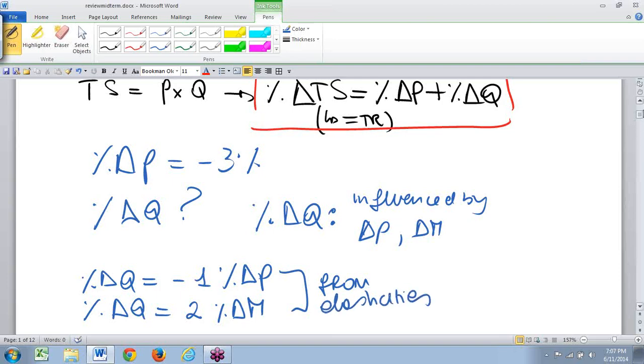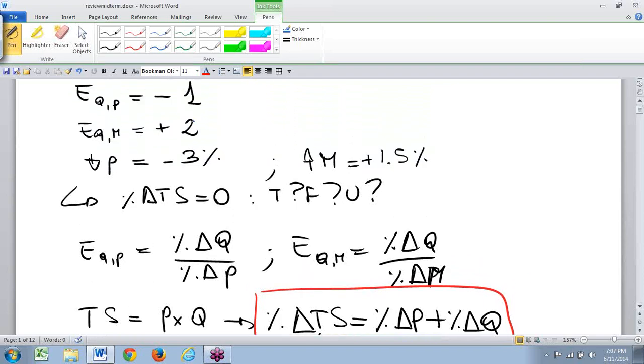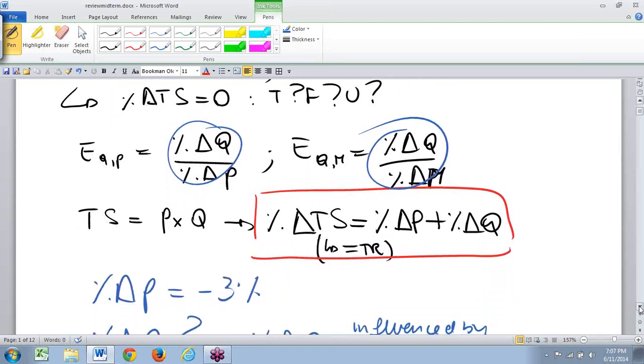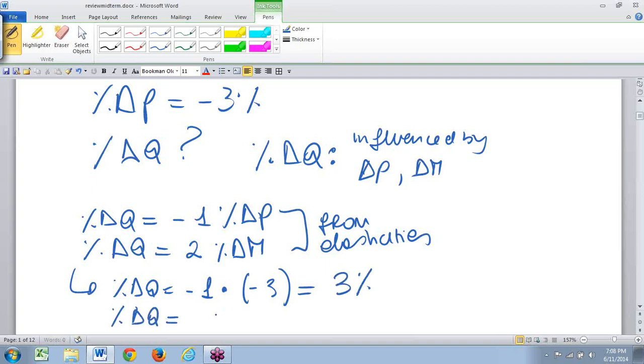So from the definition of elasticity and the numbers we have for price and income elasticity, we know by how much the quantity changes when income and price change. So the percentage change in quantity will be equal to the part due to the price, which is -1 times -3, and this is equal to 3%, right? And moreover, the quantity changes also because the income is changing, so it's 2 times 1.5, and this is again 3%. So the total change in quantity is equal to 6%.